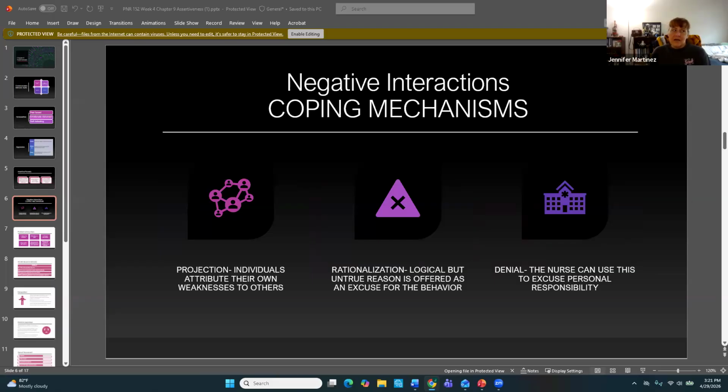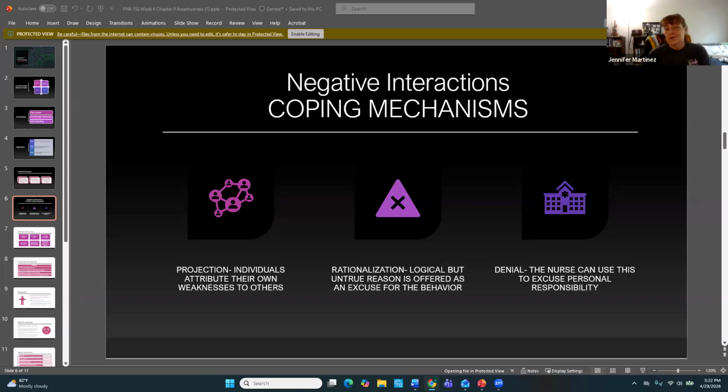Negative interactions and coping mechanisms. Everybody has different coping mechanisms. Some are good, some are not so good. Some of those negatives: projection is one. Individuals attribute their own weaknesses to others. So this is kind of an I'm more competent than you are type of situation.